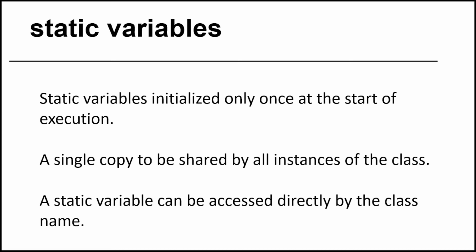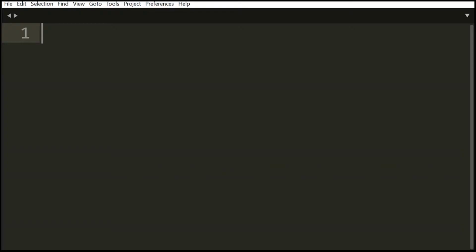So coming to the video, the first question arises: what is a static variable? A static variable is initialized only once at the start of execution. What does that mean? It means that we initialize the static variable at the starting of the program.